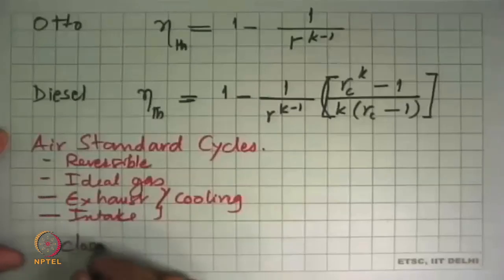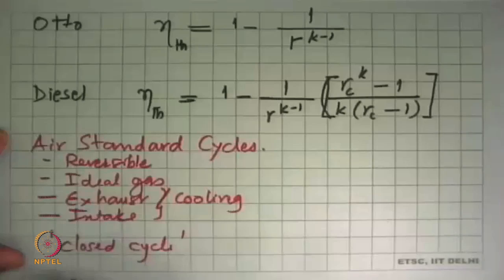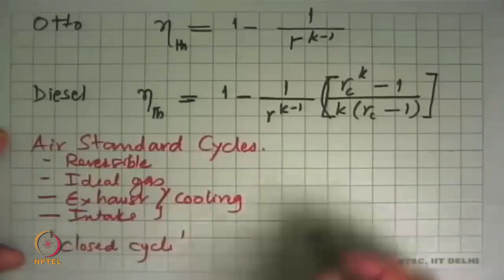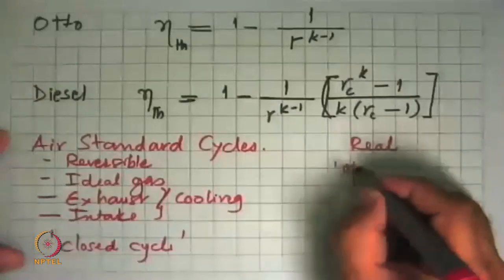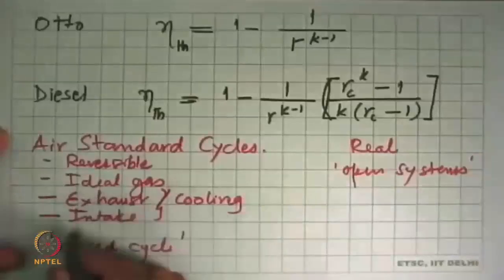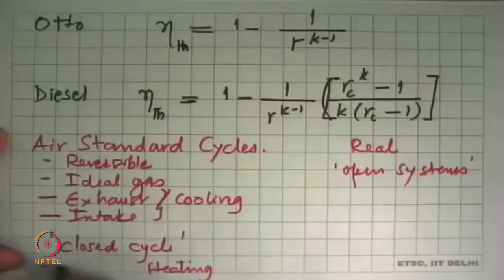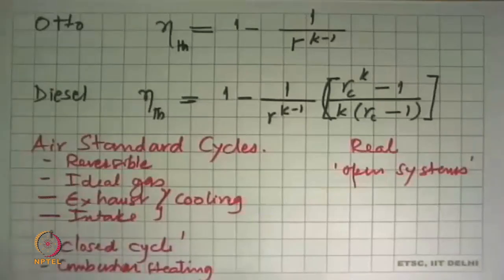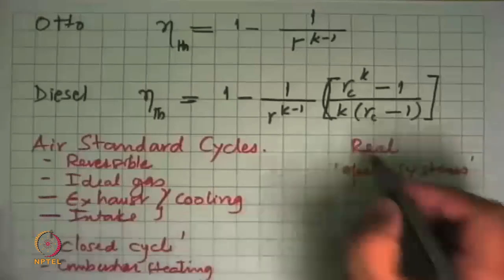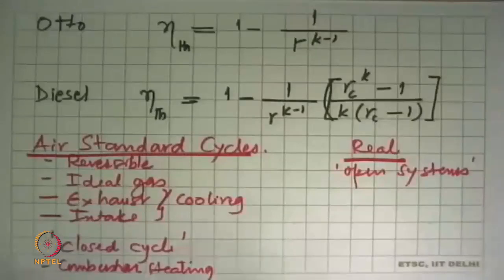So air standard cycles are closed cycles, unlike the closed system that we have looked at, and real cycles are open systems. Because after the combustion is done, and of course the heating is replaced by a combustion process. So those are all the major differences between the real cycle and the air standard cycle. Three major differences, and you should keep that in mind.